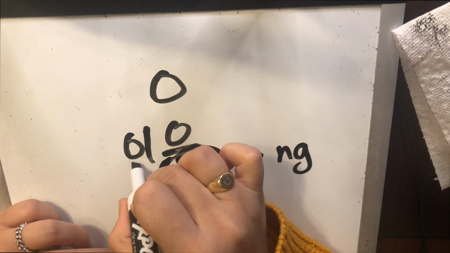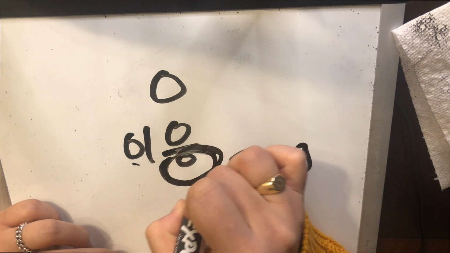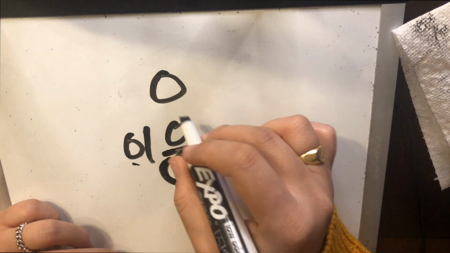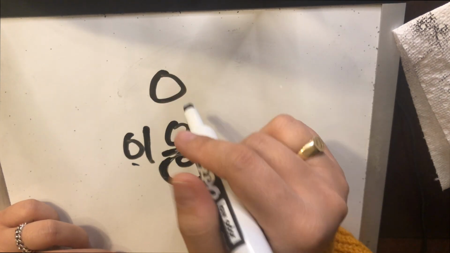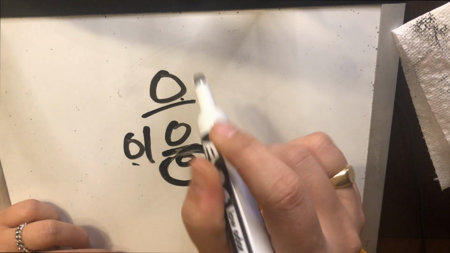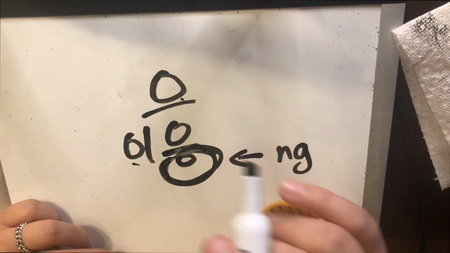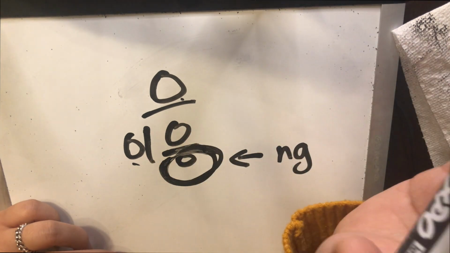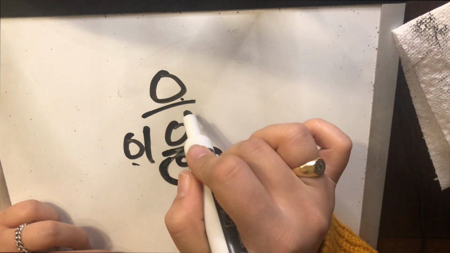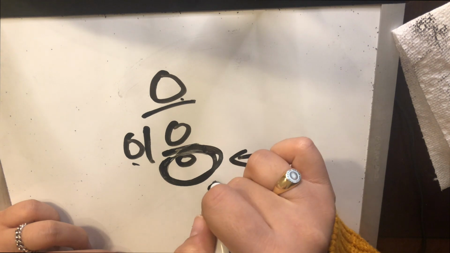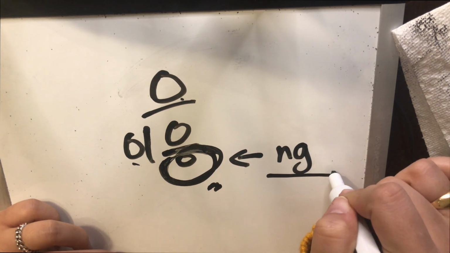So, ung. That's the only time it has a sound, but usually when it's by itself at the beginning of a word or at the top, it has no sound. I will go over that again when we go over vowels, but right now just know that it has no sound unless it's at the bottom. If it's at the bottom, it makes an NG sound.